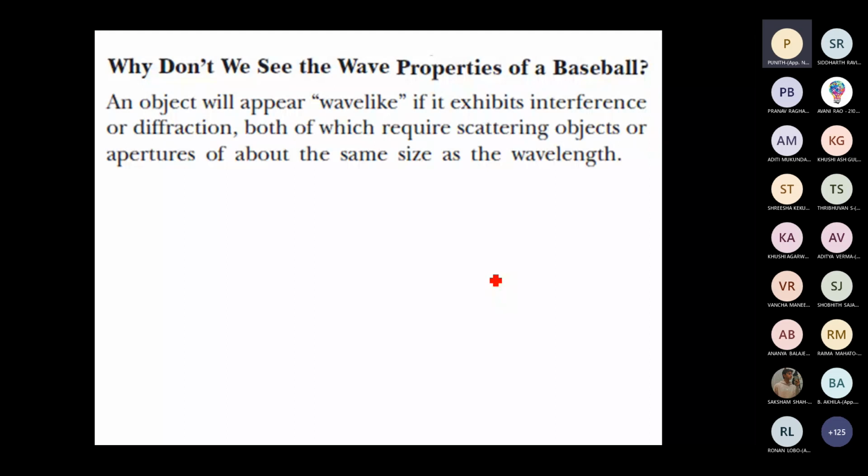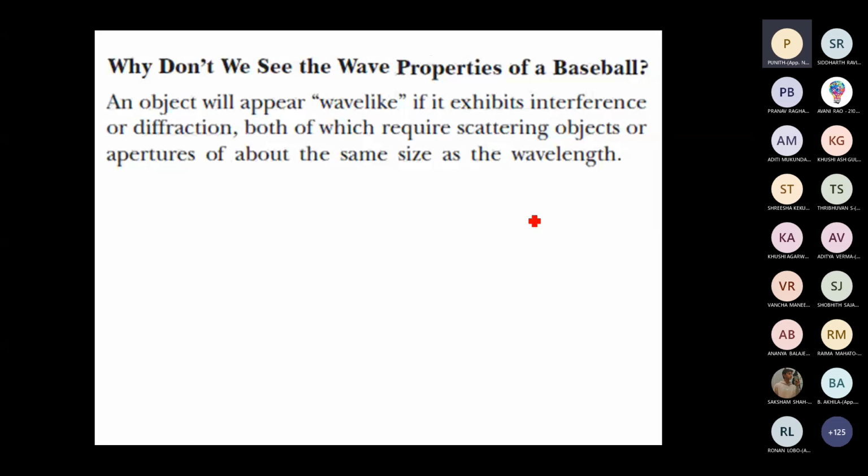So an object, yes, somebody was mentioning the wavelength. It is the wavelength we need to look into. An object will appear wave-like if it exhibits interference and diffraction, right? Which requires the scattering object or the aperture to be about the same size as the wavelength.